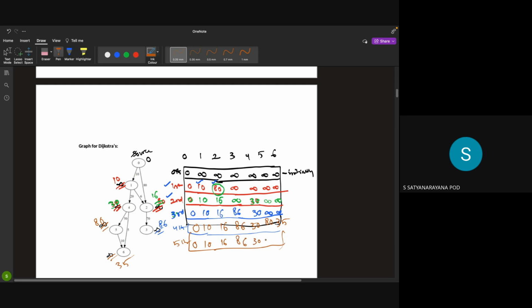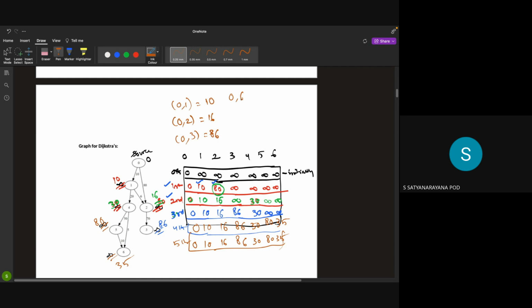Let us see what our code gives. It is getting values 0, 10, 16, 86, 30, and this 35. What does it mean? It simply means 0 to 1 reachability is with a distance or cost of 10 rupees. In a similar way, 0 to 2 reachability is 16. 0 to 3 is 86. The cost it takes is 86 rupees.